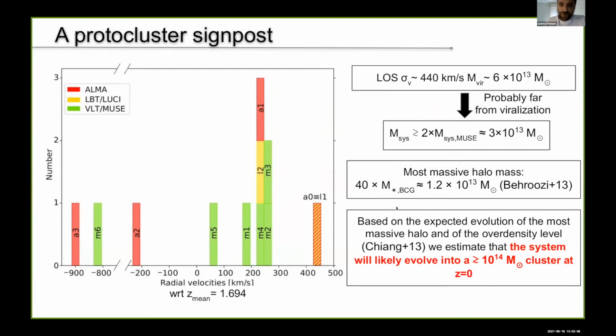And so if we consider the stellar mass of this galaxy, we can derive the most massive halo of the structure at the observed time. So based on the evolution of this mass and also on the evolution of their density, both shown by Qiang et al. in 2013, we estimate that the system will evolve into a local cluster of at least 10 to the 14 solar masses.